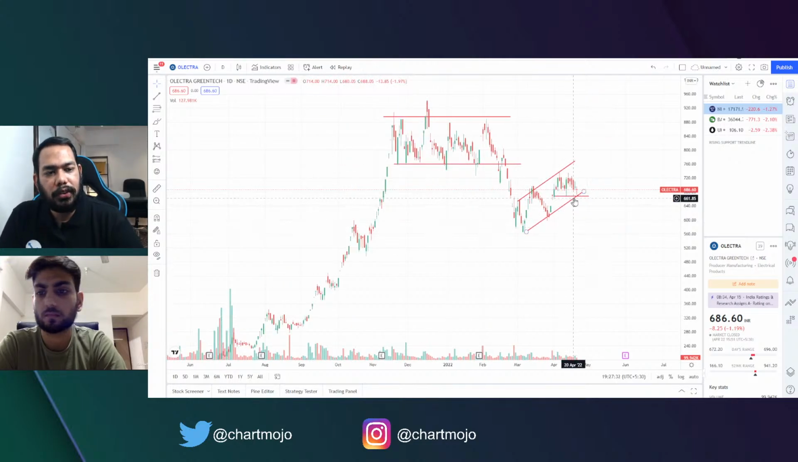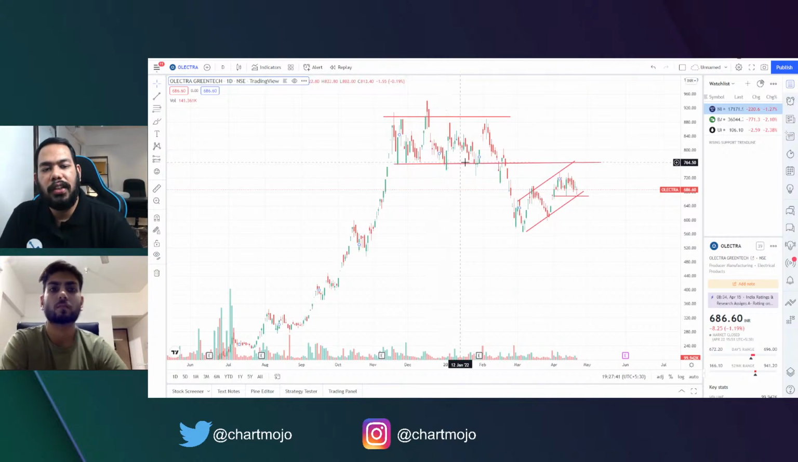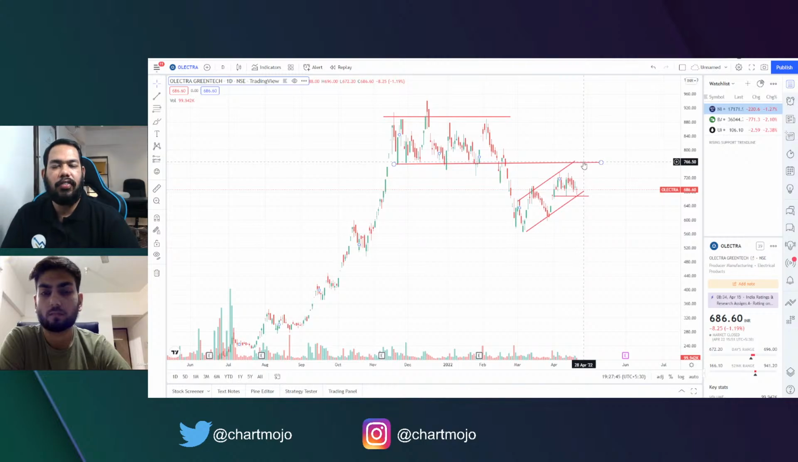So one should avoid this counter for fresh entry. A fresh entry should only be taken when this counter goes above this support level. Support will now act as resistance, but if the counter goes above 760, then only can we go long again. Yes, Abhishek, next counter.